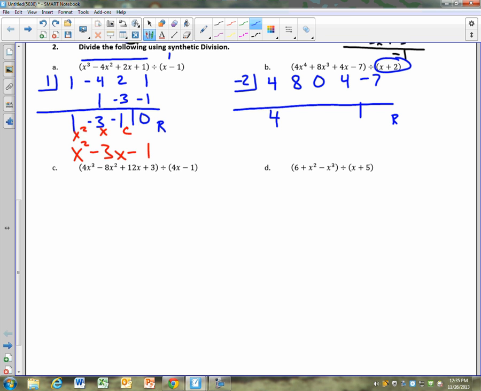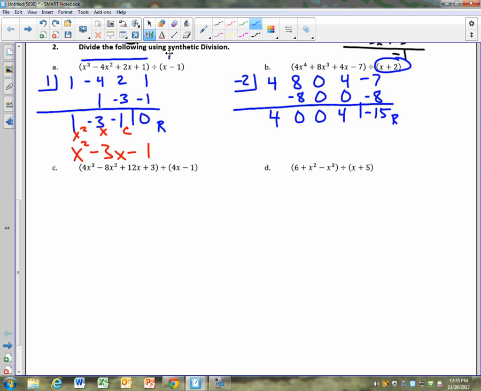Now, it's multiply and add. -2 times 4 is? Add 0. -2 times 0, add. We get 4. -2 times 4 is -8. Add, and we get -15.